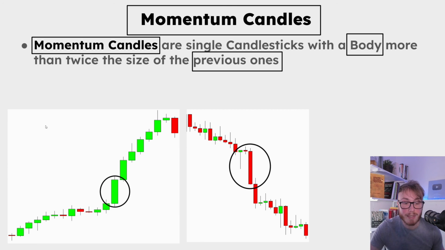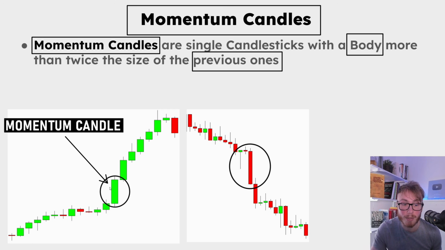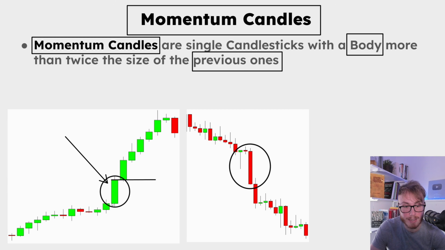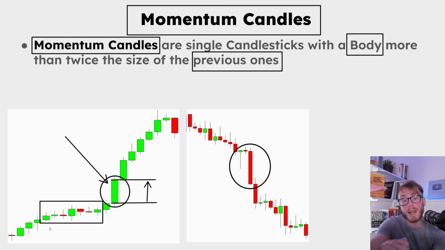So let's right away take a look at an example. If you take a look at the chart here to the right, you can see that right here we have a momentum candle. And why is this a momentum candle? Well, we can clearly see here that the real body of this candle, so this length right here, the body is clearly more than twice the length of all of the previous candles.